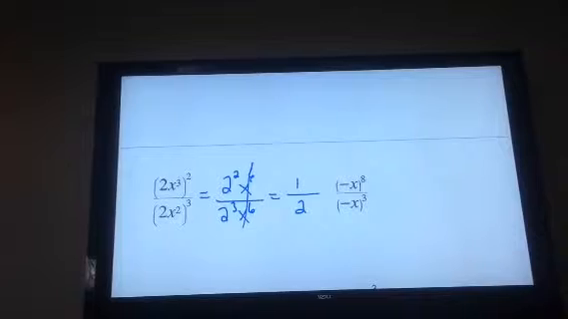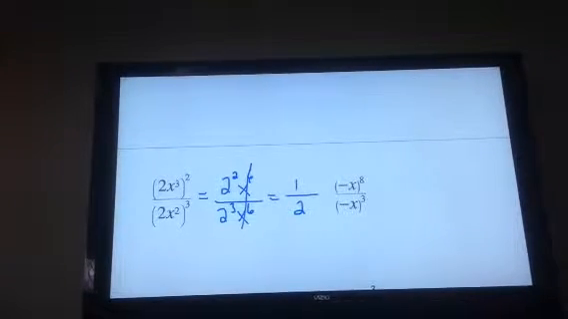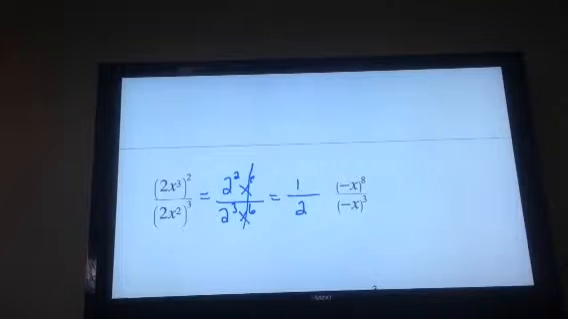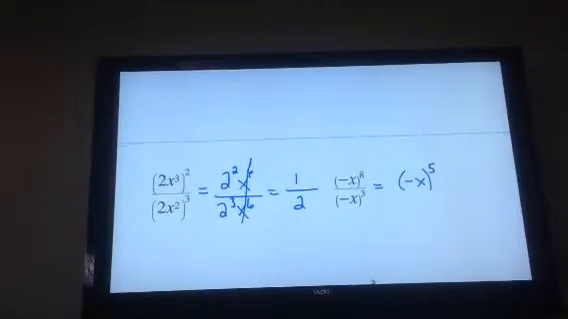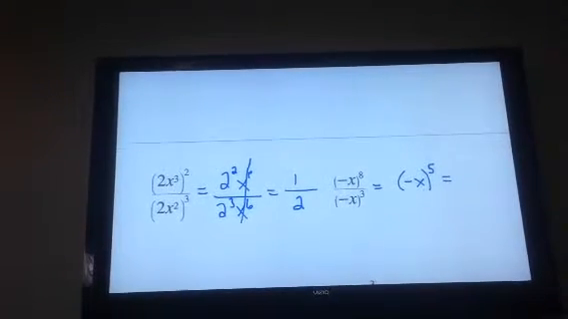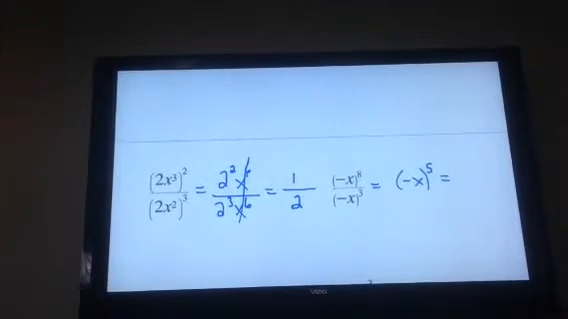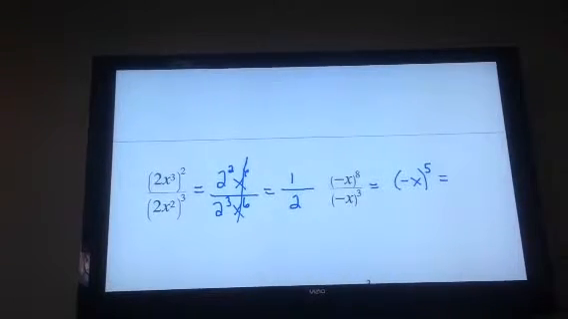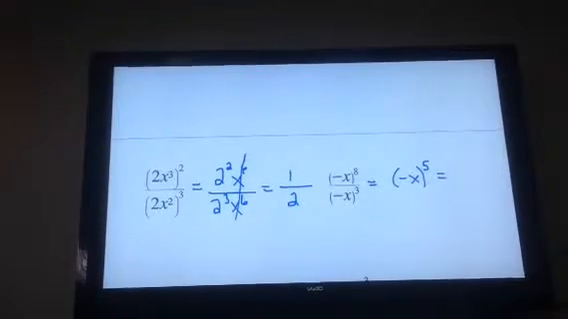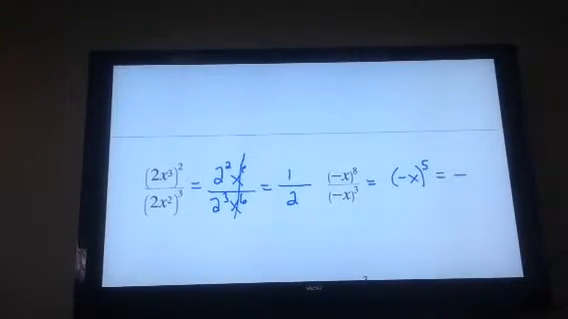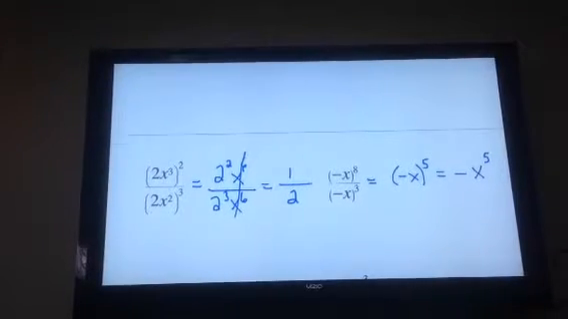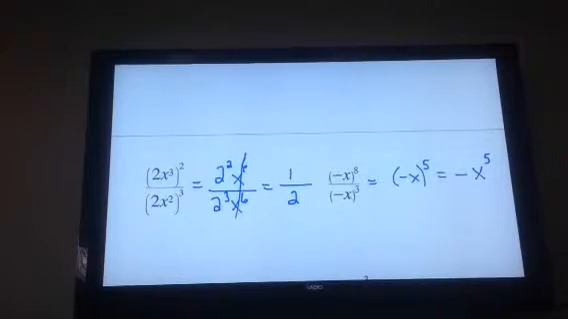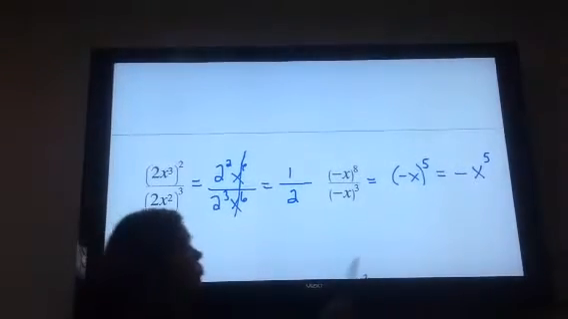My bases are alike. Negative x to the 8th over negative x to the 3rd. So that's going to give me negative x to the 5th power, which can be simplified one step further. If I'm going to take a negative x times a negative x times a negative x times a negative x times a negative x, 5 negatives, my answer is going to be negative, and then x to the 5th power. So negative x with parentheses to the 5th power equals negative x to the 5th.